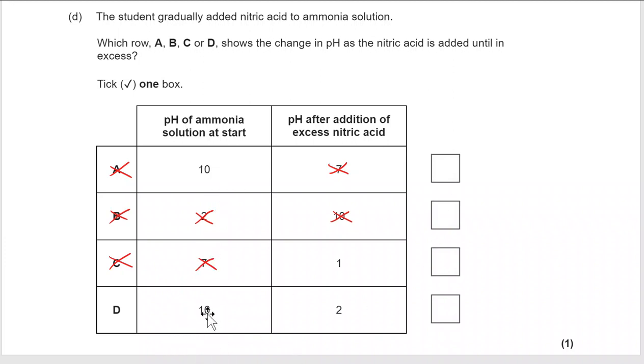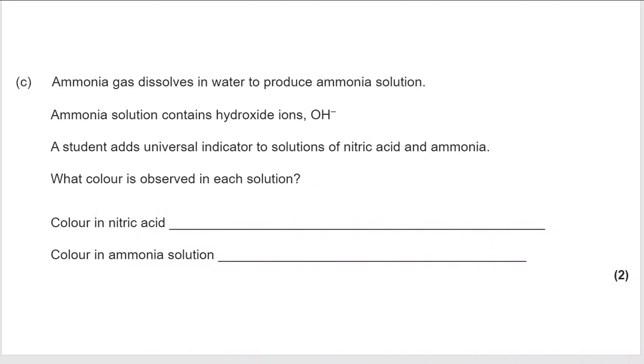pH of ammonia is 10 at the start. We add an excess of a strong acid and it goes to a pH of 2. Correct answer is D.